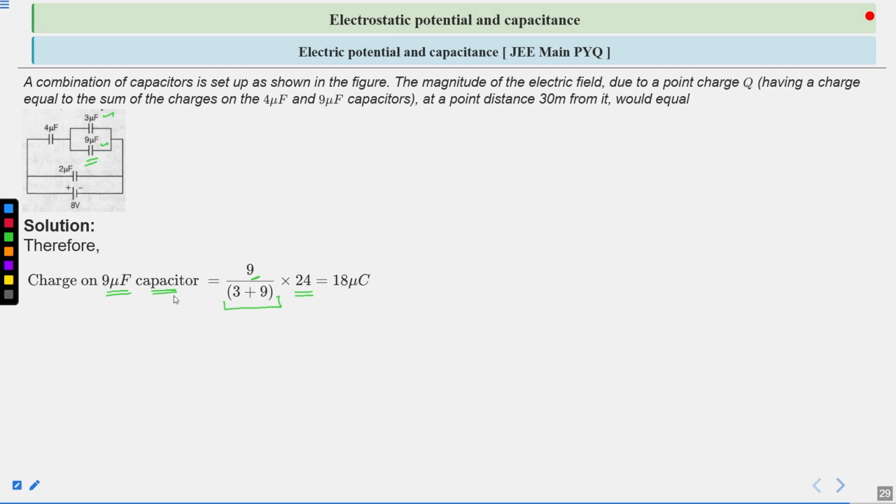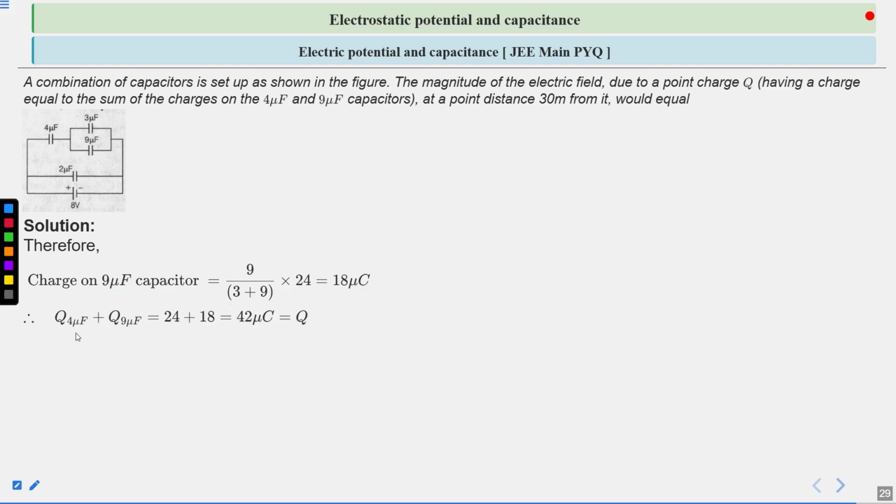Got it? I will explain again. The charge on this 9 microfarad capacitor will be equal to the capacitance of that capacitor upon the net capacitance of the combination. In the combination there are two capacitors of 3 microfarad and 9 microfarad, into the net charge on both capacitors. The net charge is 24, so the charge on this 9 microfarad capacitor will be 18 microcoulomb.